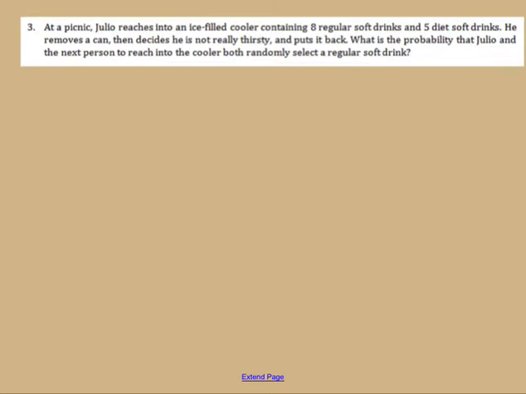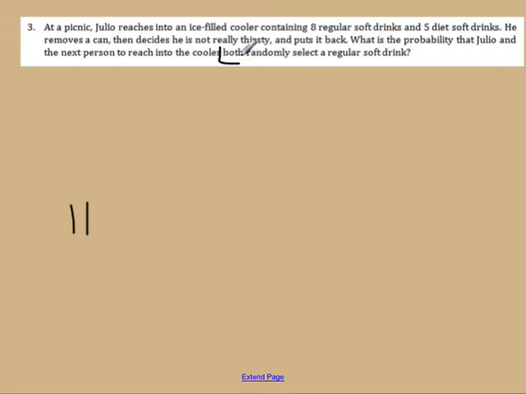At a picnic, Julio reaches into an ice-filled cooler containing 8 regular soft drinks and 5 diet soft drinks. I'm just going to do myself a favor right now and add those together. So I know there's going to be 13 total. He removes the can, then decides he's really not thirsty and puts it back. What is the probability that the next person to reach in the cooler both randomly select a regular soft drink?